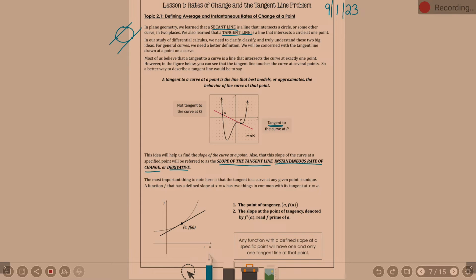Okay, so, boxed thought here. Any function with a defined slope at a specific point will have one and only one tangent line at that point. So when we talk about this point at a, there's one official line that is tangent at that point. It's not like, this one's tangent, this one's tangent, this one's tangent. As you get different tangent lines, those are changing the point where it meets the curve. So that's some information there.